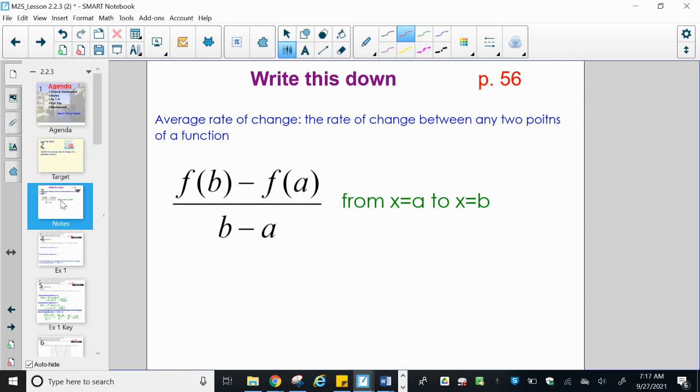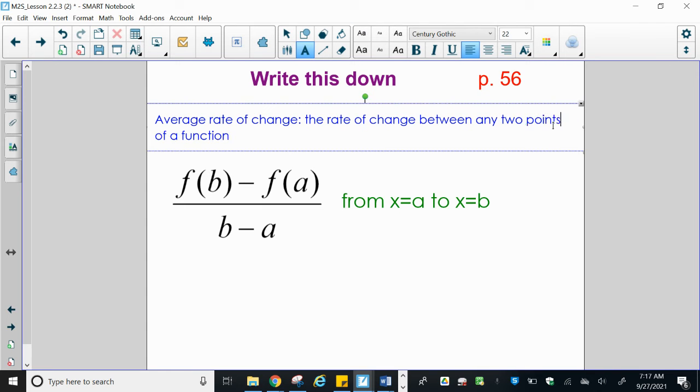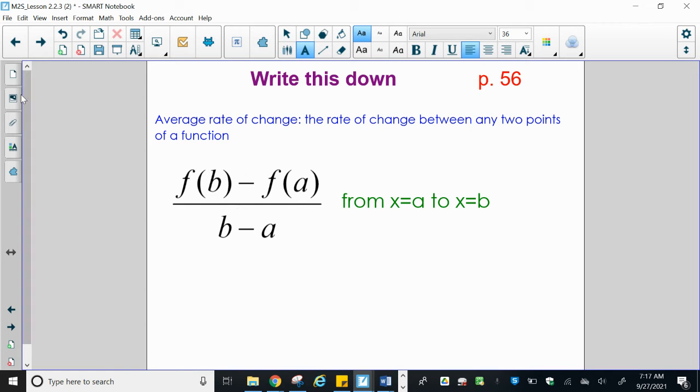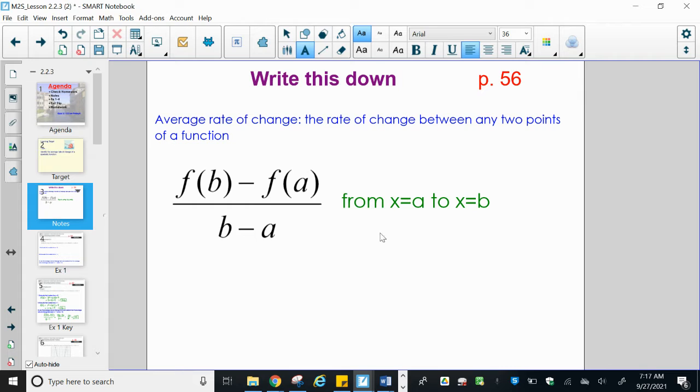So average rate of change, that's the rate of change between any 2 points of a function. So our formula for finding rate of change is f of b minus f of a over b minus a, for x values of a and b. Remember, this is the same formula as finding slope. You're subtracting your y values on top and subtracting your x values on bottom. Rate of change is synonymous with slope. Okay, so really you're finding the slope between 2 points, and that gives us the rate of change over that interval. So let's do some practice problems with this.